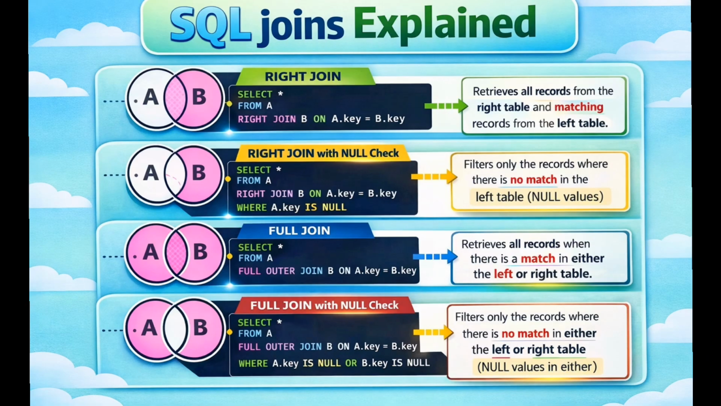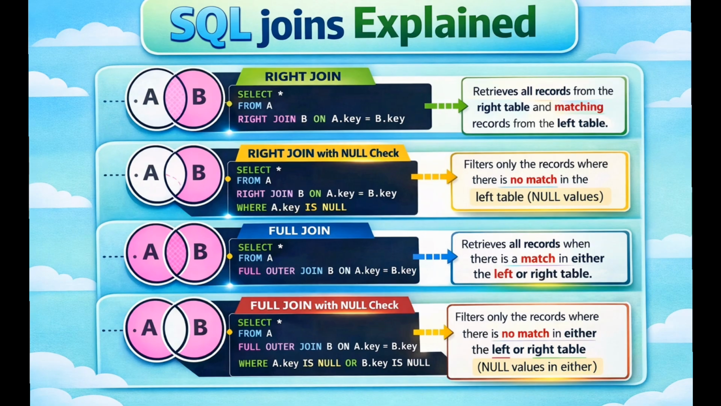We'll cover right join with null check, full join, and full join with null check. Let's get started. First, we have the right join. A right join returns all records from the right table and only the matching records from the left table. If there is no matching value in the left table, SQL will return null values for those columns. Here is the SQL syntax. Select all from A right join B on A.key equals B.key. In simple terms, every record from table B is included, and matching rows from table A are added when available.